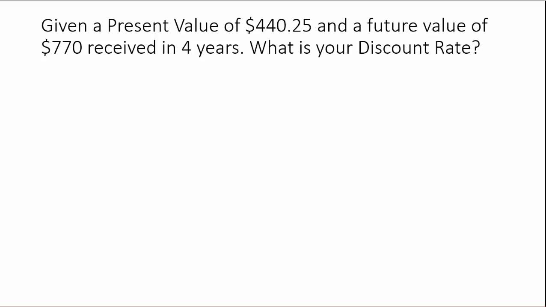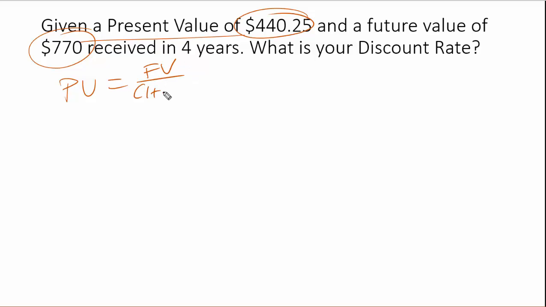All right, in this problem here, we have a value, $440.25, and we're asking what interest rate it will take for us to turn that $440.25 into $770 in 4 years. So we have the formula here: present value is equal to future value divided by 1 plus r raised to the t power.